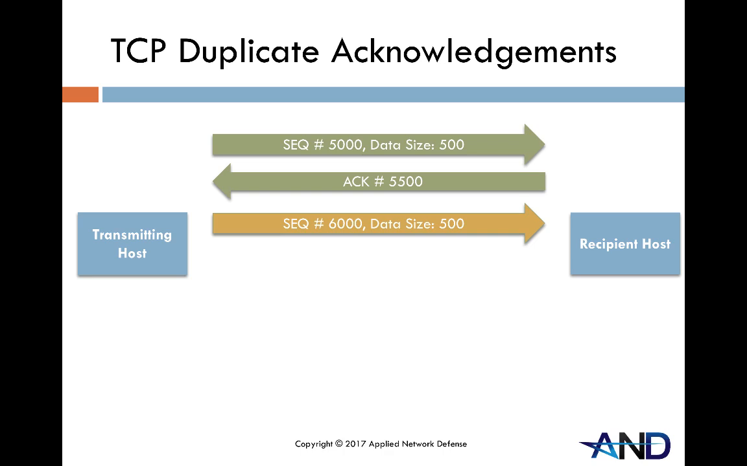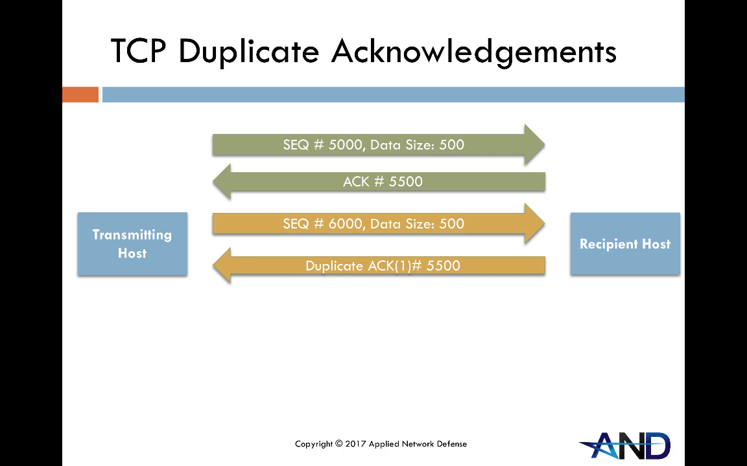They're supposed to be, to some sense, in sequence, right? But that's not what's happening. So the recipient host detects this. It detects that I'm missing a segment and sends a duplicate acknowledgement. And duplicate acknowledgement is exactly what it sounds like. It's an exact duplicate of the acknowledgement that it's already sent.